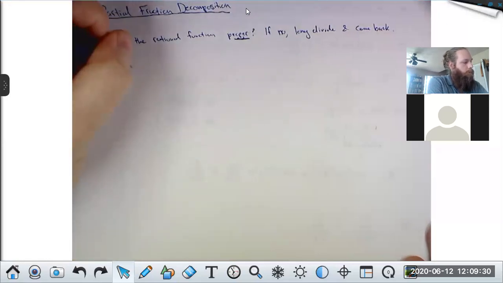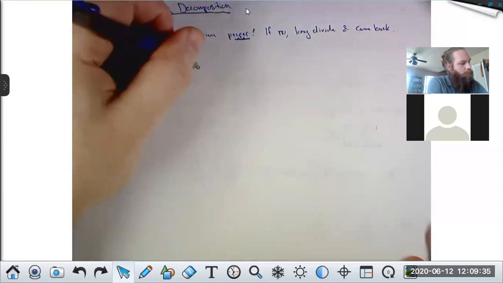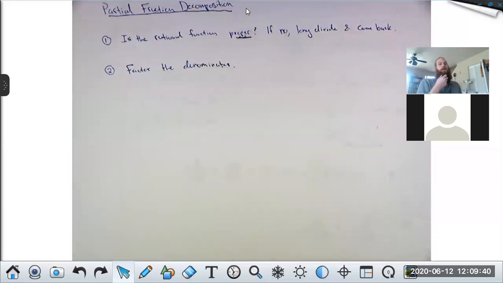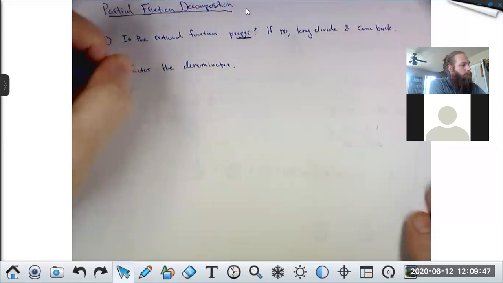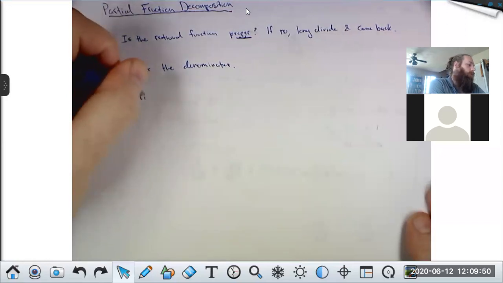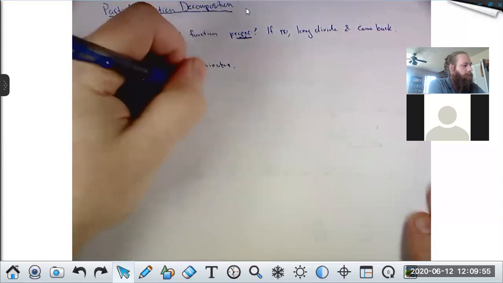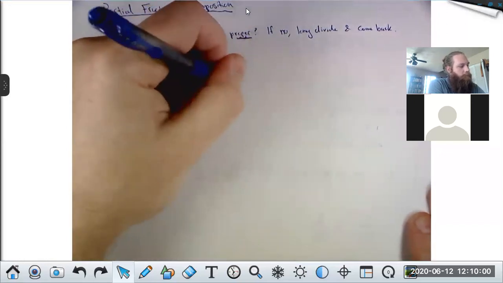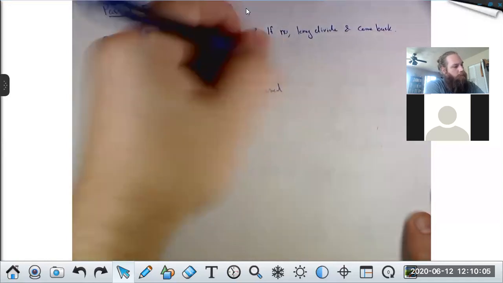Two, factor the denominator. What we will do depends on the factors of the denominator. Three, write down what we're going to call the PFD setup, partial fraction decomposition setup. And this is based on the factors of the denominator.